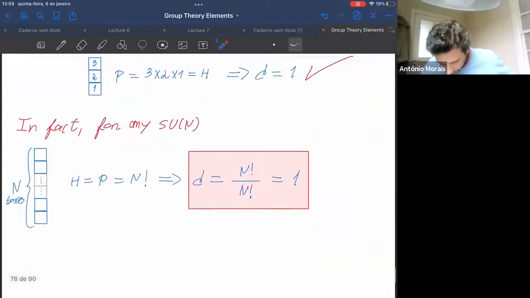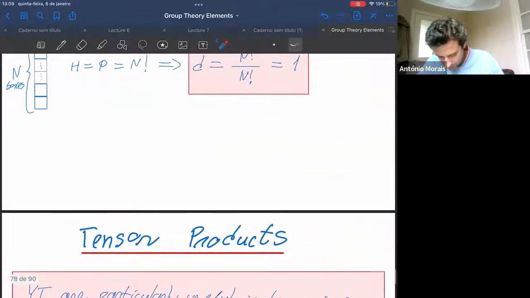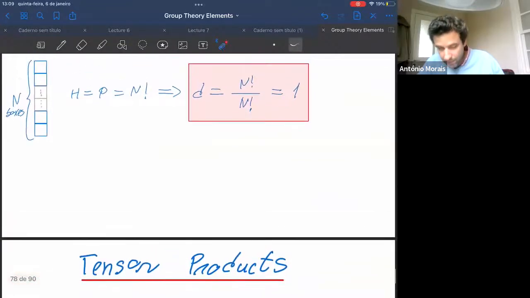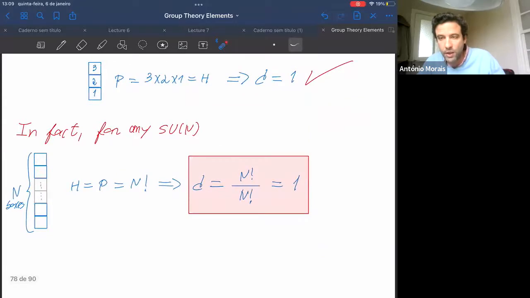Right. So this is it for filling out a Young Tableau and computing their dimensionality. I think you must be tired for now. We would go to tensor products. This is the really important part, but I think it is better to leave for the next one, because I will already start introducing a few concepts of the standard model along the way. Maybe we should stop now.